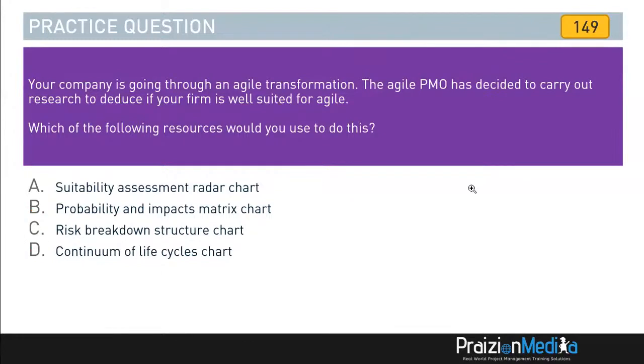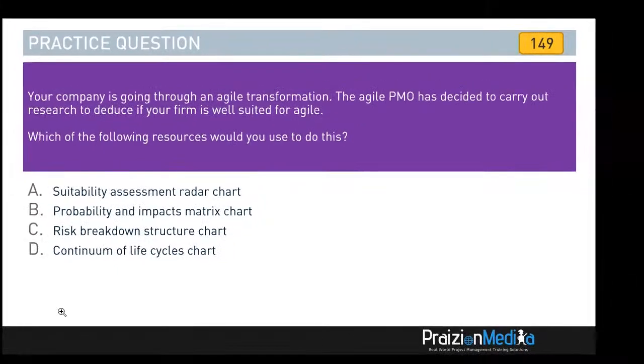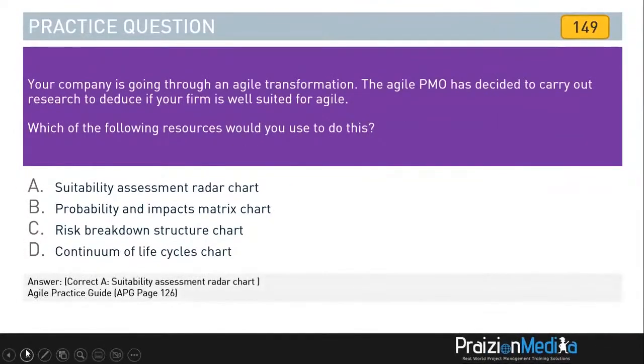This is talked about in the Agile Practice Guide, and the page is 126. Let me see if I can help you recall this chart. Remember the radar chart that looks like a spider web, and it's got three main categories. It's got culture, team, and project, and there are ratings to see if the culture is suitable, if the team is the ideal size, and if the project has high rates of change. So take a look at page 126 in the Agile Practice Guide for context.